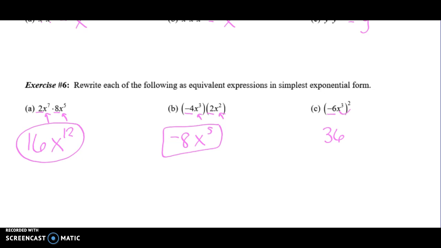So remember that says x cubed times x cubed. So when we use our exponent rule, it's the same base of x. And then we add our exponents, 3 plus 3 makes 6.